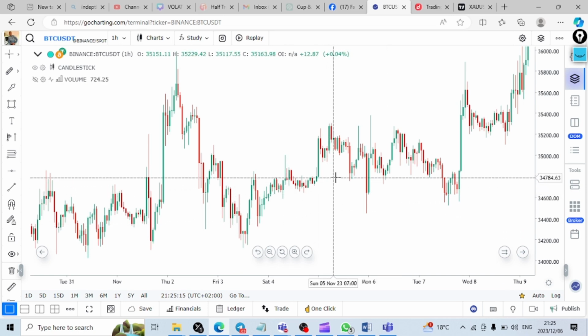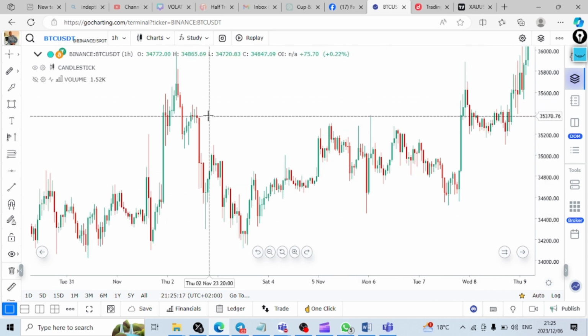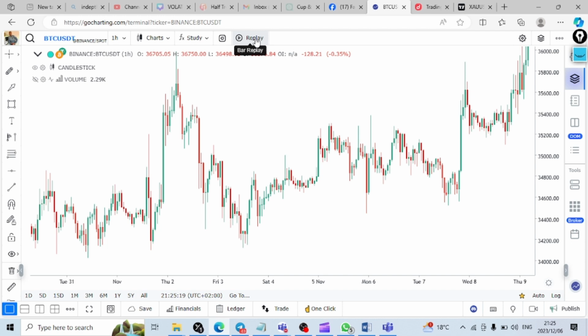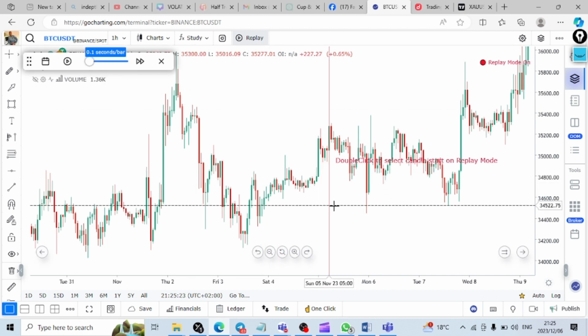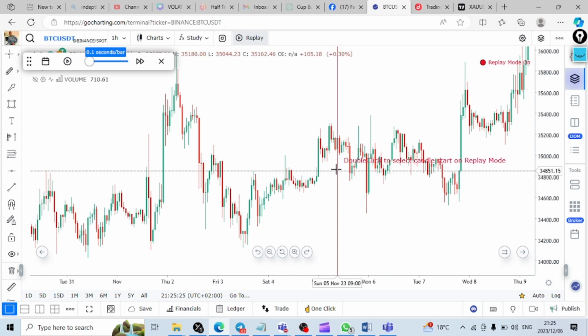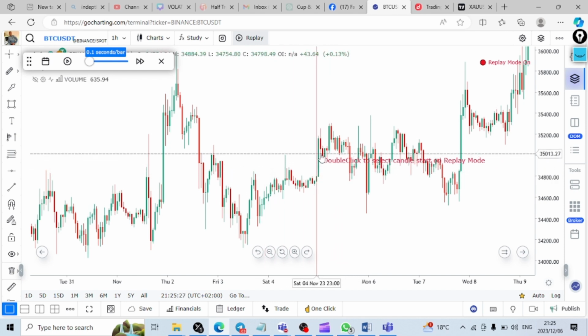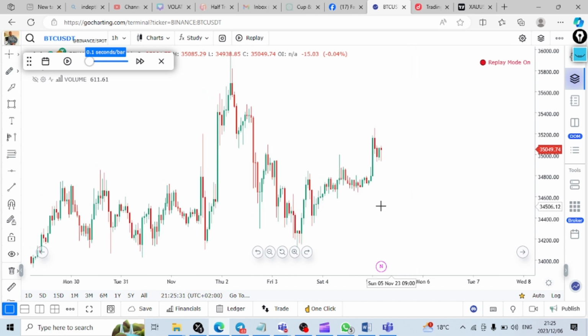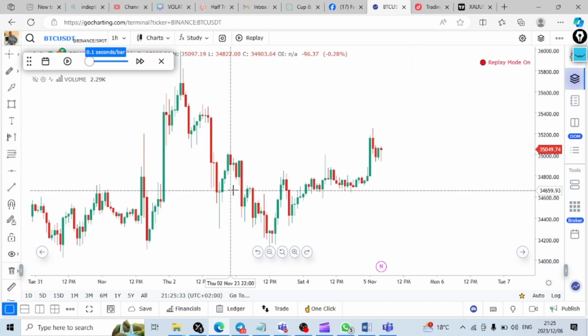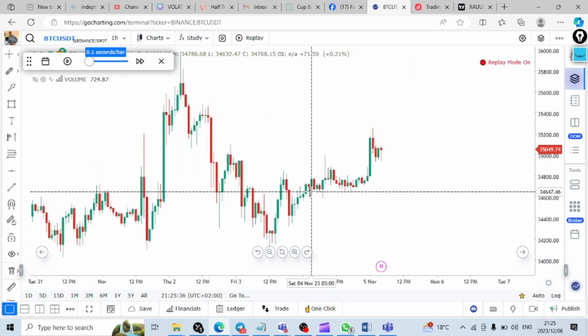Okay, here we have a very good example in BTC USD. I don't know why I keep on saying USDT. Okay, let's observe what took place at this particular level.